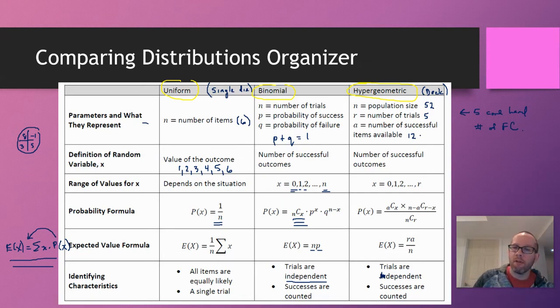The random variable is still the number of successful outcomes, but again, now the probabilities are changing. And the range of values, so if we deal out 5 cards, the number of face cards we could get would be 0, 1, 2, 3, 4, or 5, the number of trials. So that's always the case.